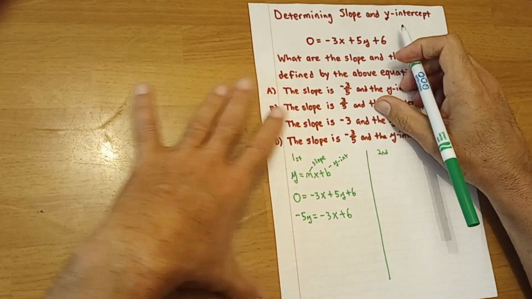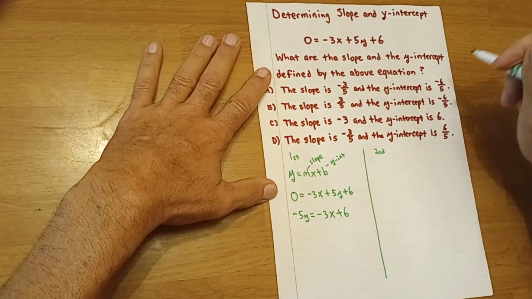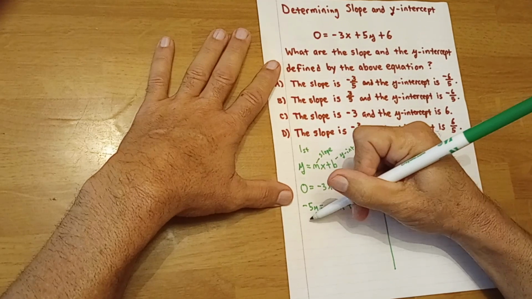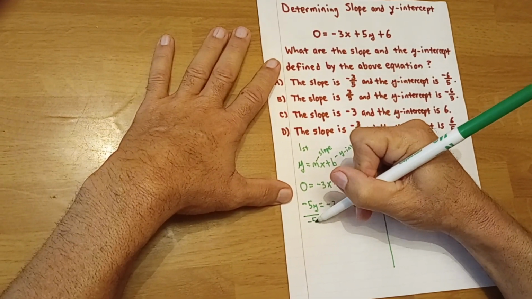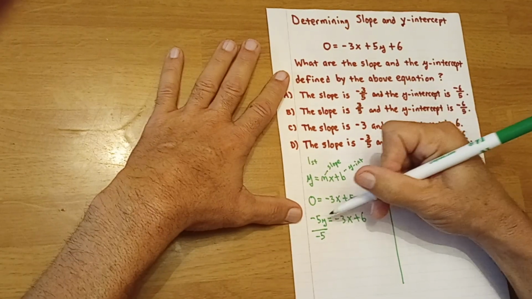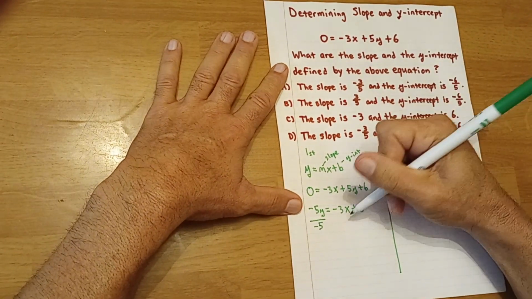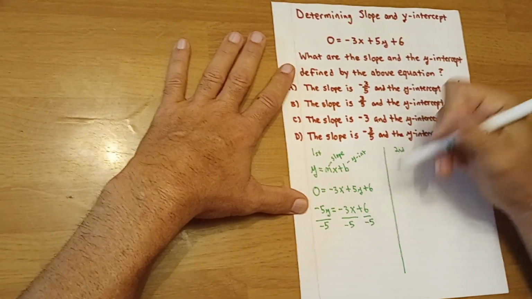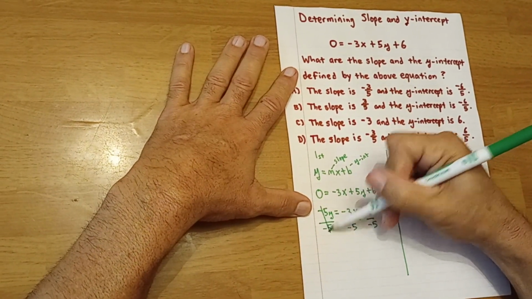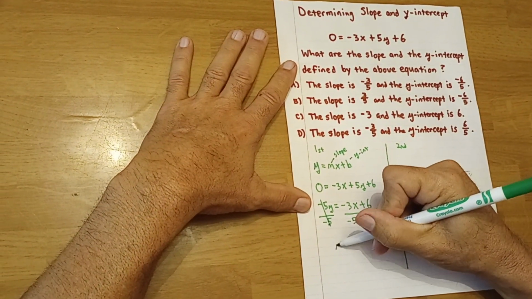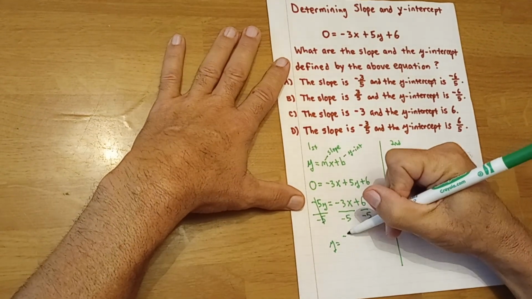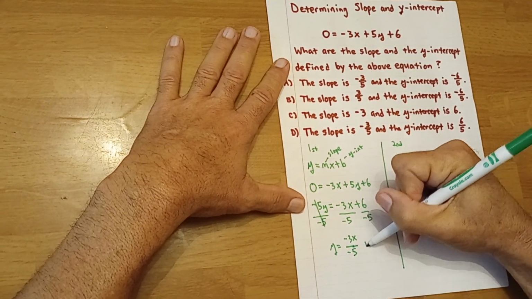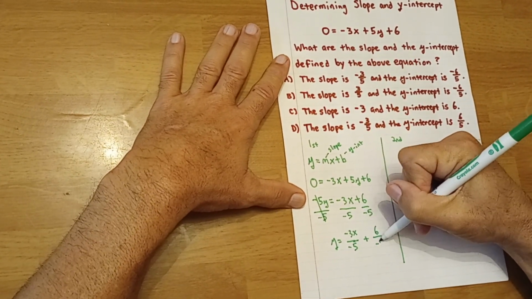The problem here is that I don't have y, I have negative 5y, and I don't need negative 5y, I need y. So I'm going to get y here by dividing by negative 5, but we know from algebra that whatever we do to one side of the equation, we need to do to the other. So I have to divide everything here by negative 5, and when I do, these negative 5's cancel, and I end up with y equals negative 3x over negative 5 plus 6 over negative 5.